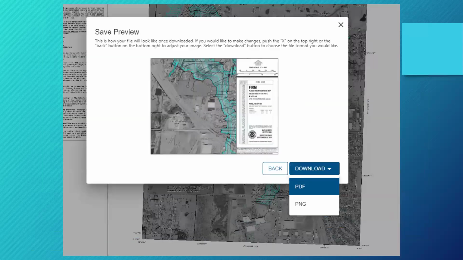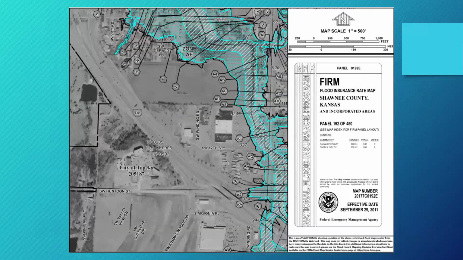And then again, that's something that you can keep with a permit file for development that's ongoing, just so you have that information for the specific property. So again, it has all that same detail. It just looks a little bit different than the National Flood Hazard Layer.